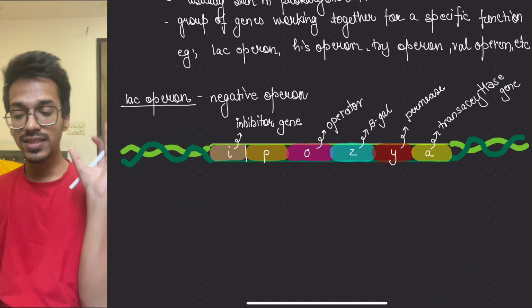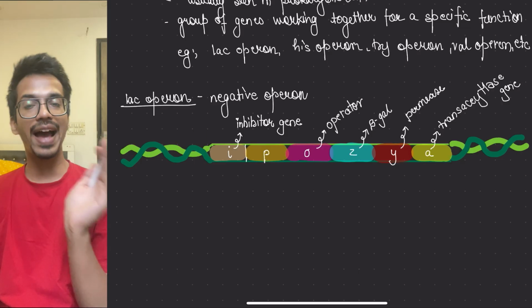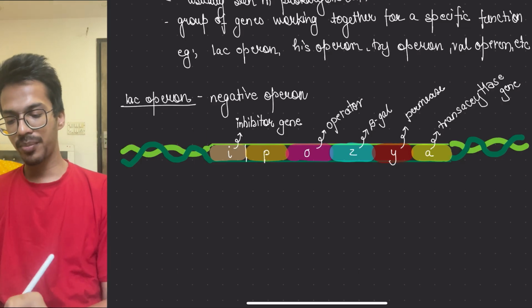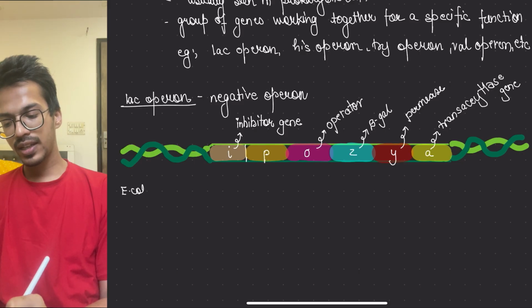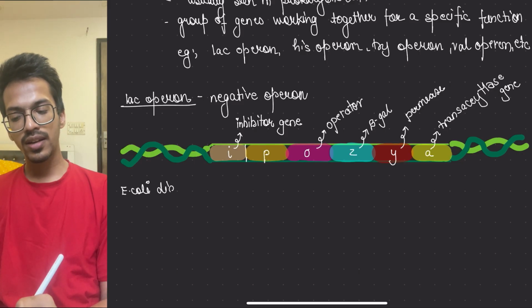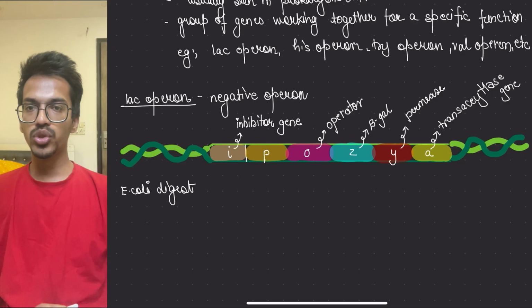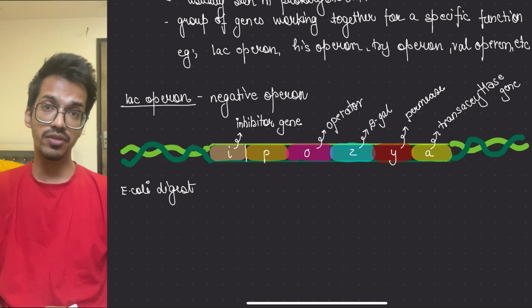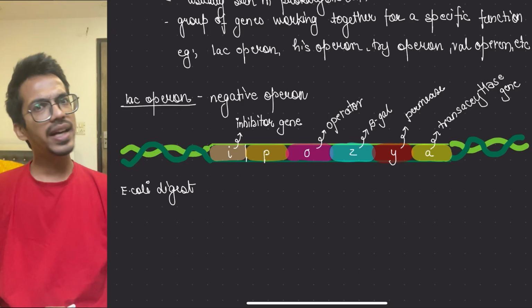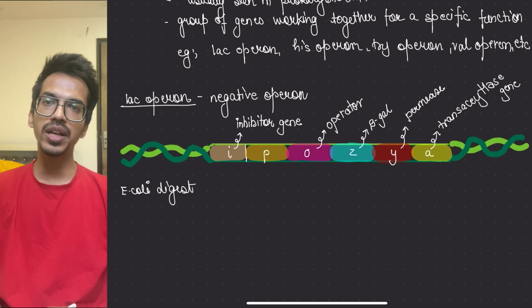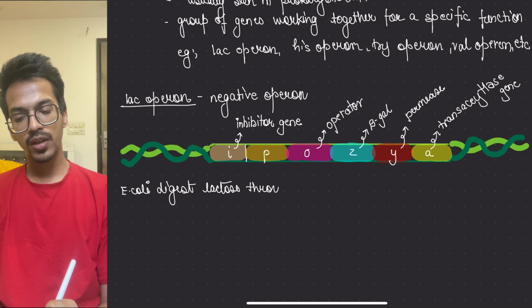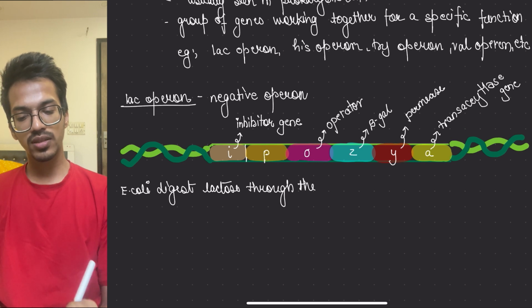Now the next thing you have to remember is what this lac operon is doing. This lac operon is present in prokaryotes. Let's take an example like E. coli. In E. coli, the first preferred food source is glucose. But if glucose is not present, imagine that lactose is present. It has to digest lactose also to obtain energy. So E. coli digests lactose through this operon.